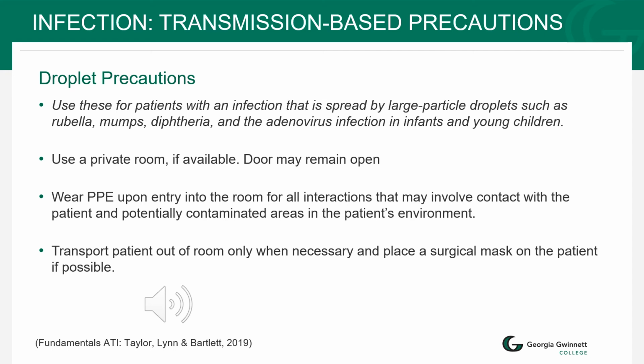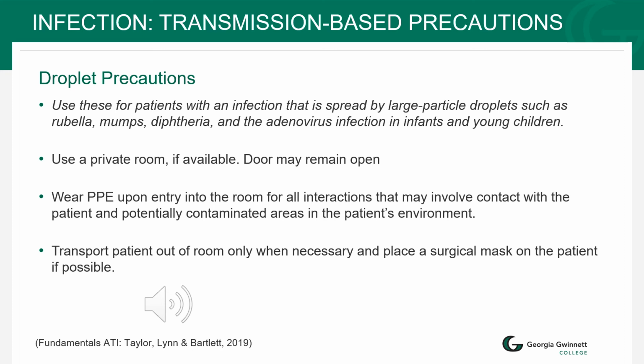Droplet precautions are used for patients that have an infection of larger particle droplets, and ATI says larger than 5 micrograms. Again, I don't know how you would measure that. People that have rubella, mumps, diphtheria, and in kids, a virus called adenovirus. Those are all droplet precautions diseases and infections.